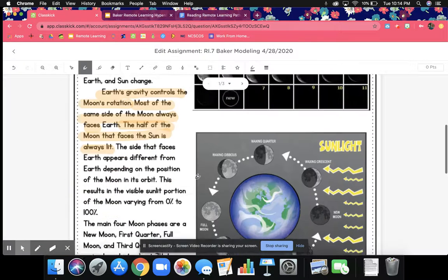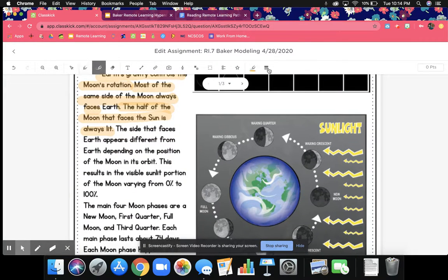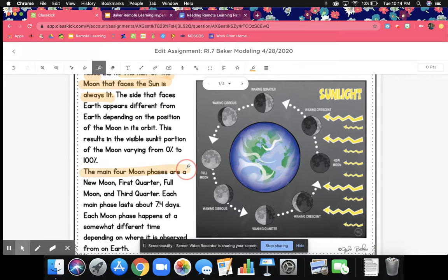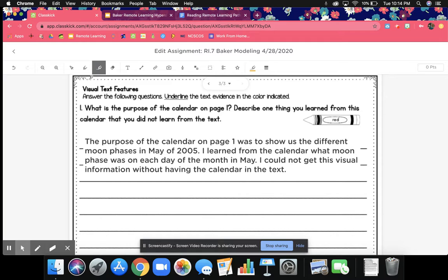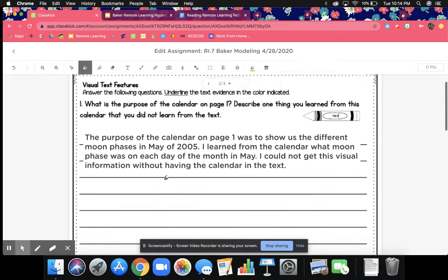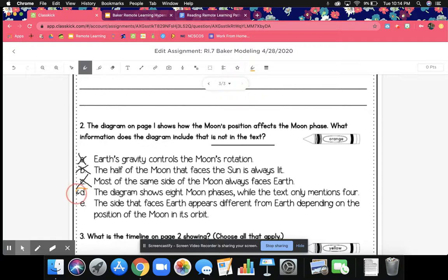Okay, I'm going to go back. And right here, I see, get my orange highlighter, the main 4 moon phases are new moon, first quarter, full moon, and third quarter. So they're telling me that there's 4 main moon phases. This diagram shows me 1, 2, 3, 4, 5, 6, 7, 8. So is that correct? It is. So I am going to circle that answer. And then the side that faces Earth appears different from Earth depending on the position of the moon in its orbit.